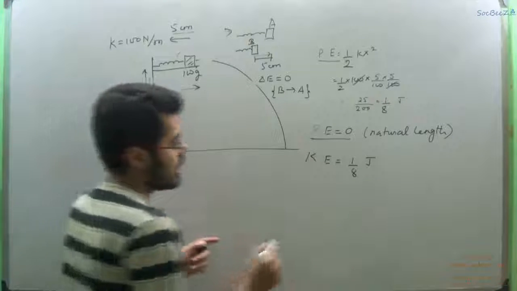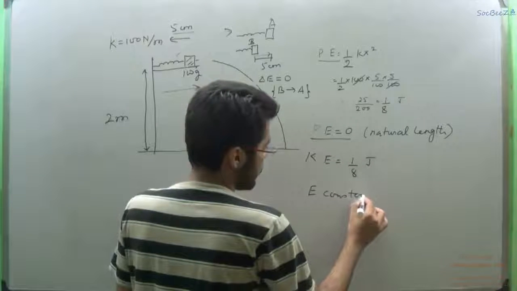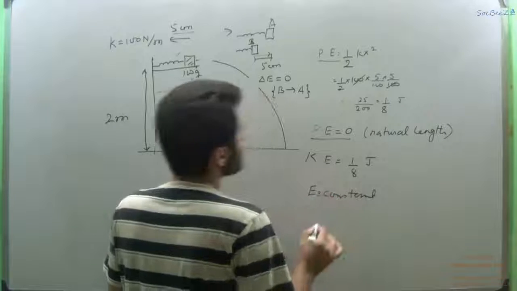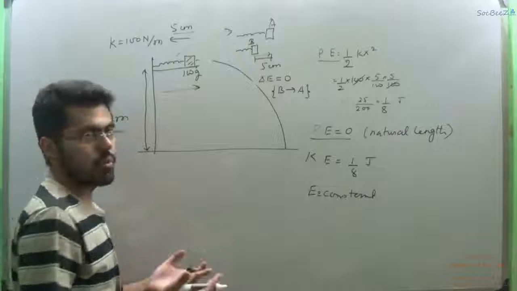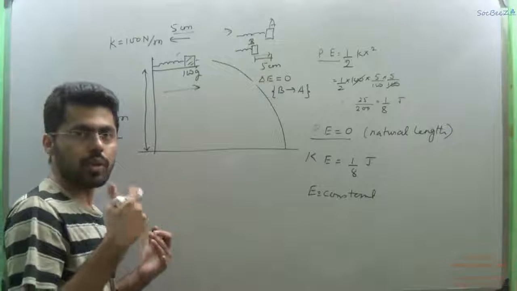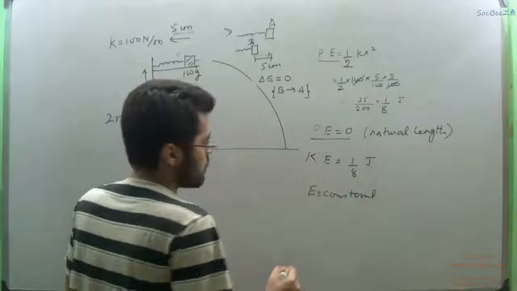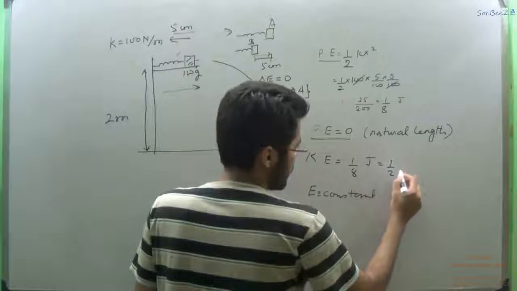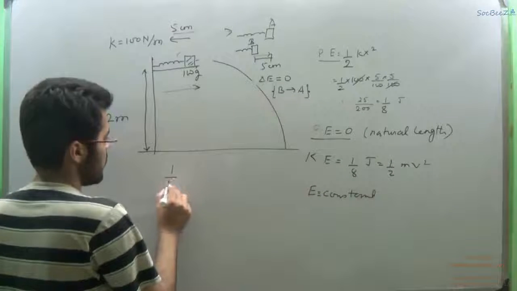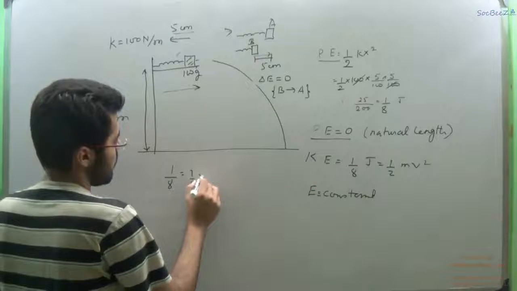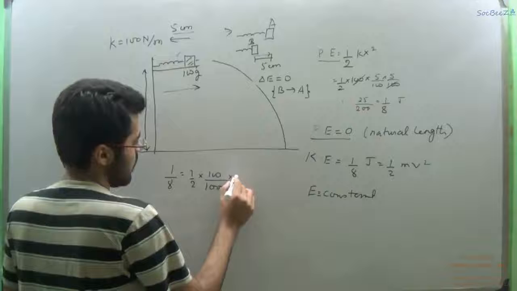Because our final E is constant. Total energy is constant. Why is it constant? It is constant because on path B to A, there is no external force. We have already learned that when there is no external force, energy remains conserved. Now this is the kinetic energy, so it can be equated to half mv square. It means 1 by 8 equals half, mass is 100 by 1000 in kg, into v square.